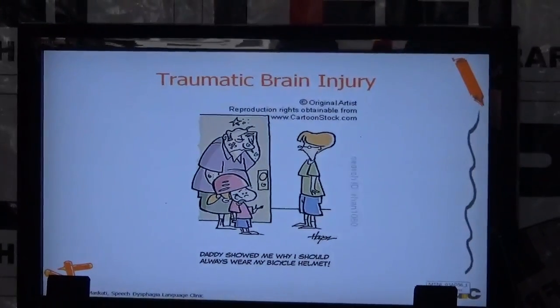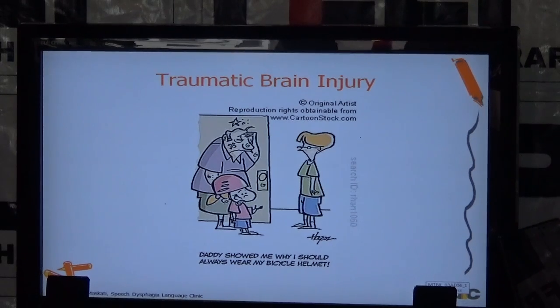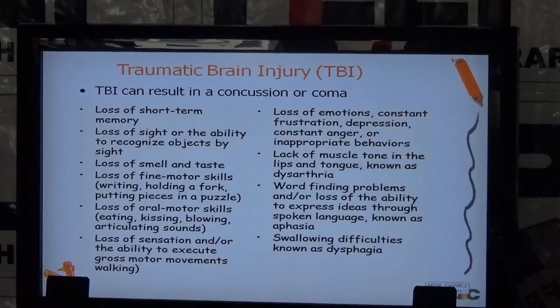So our next area is traumatic brain injury, which is also called TBI. This is kids who've gotten into accidents, and post-accident they have a whole host of issues. They may be in a coma, but after they come out of the coma, they may have a loss of memory, usually short-term memory. So they remember all their old stuff, but they can't retain any new information. They may lose smell, taste, all of that. Writing, buttoning, wearing their shoes, and eating by themselves may be difficult.